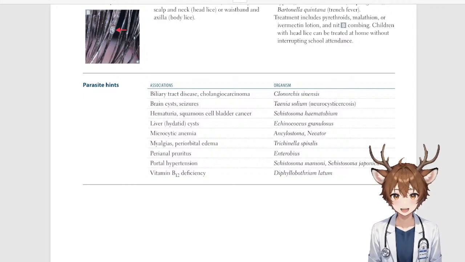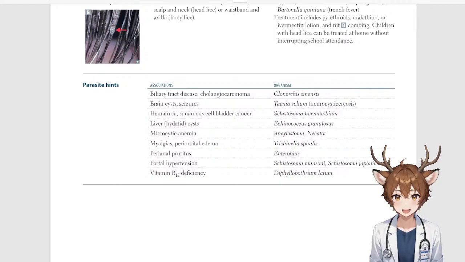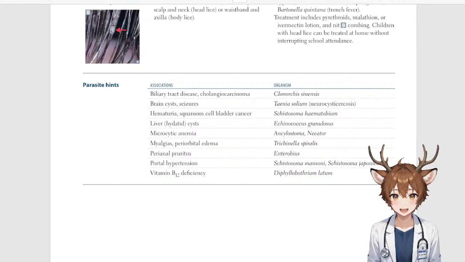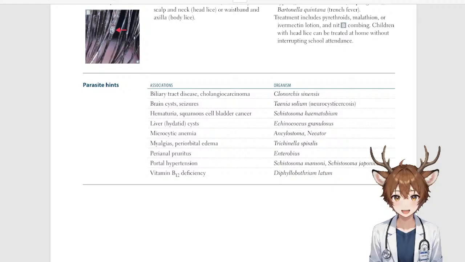Now we can talk about parasite hints. So, associations with the organism. This is a little bit of a guessing game, so maybe you can just think to yourself, what do you think? Just close your eyes. It's like, who's that Pokemon?